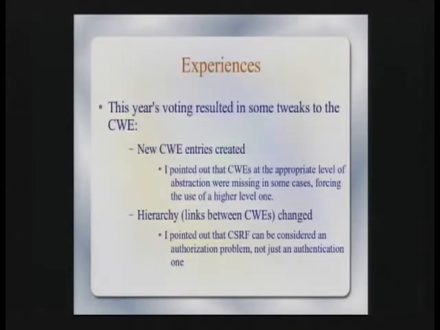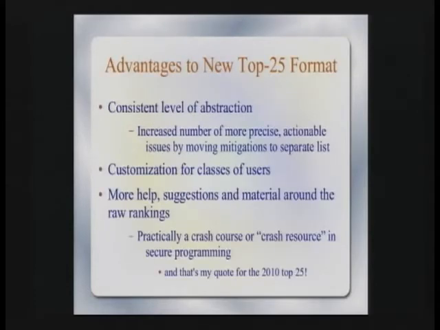So this year we got some tweaks to the CWE as a result of making the top 25 list. We got new entries created. The hierarchy was changed a little bit. We added a link, making CSRF an authorization problem, not just an authentication one. So there's nothing like using something you make yourself to find issues in it.